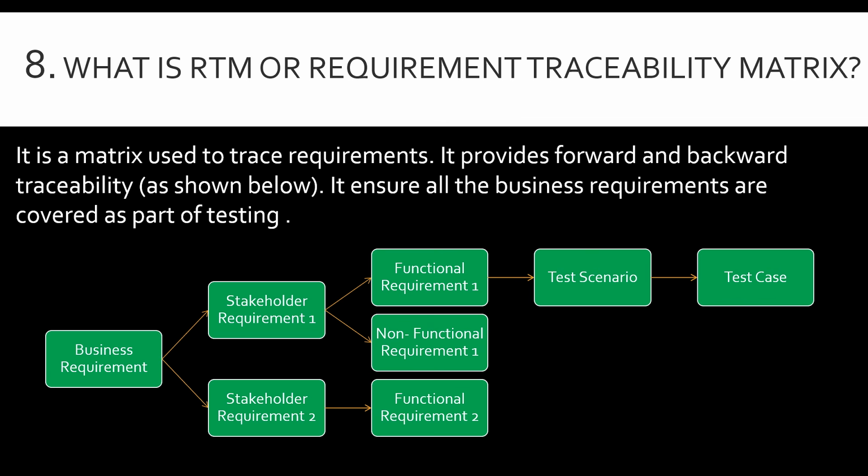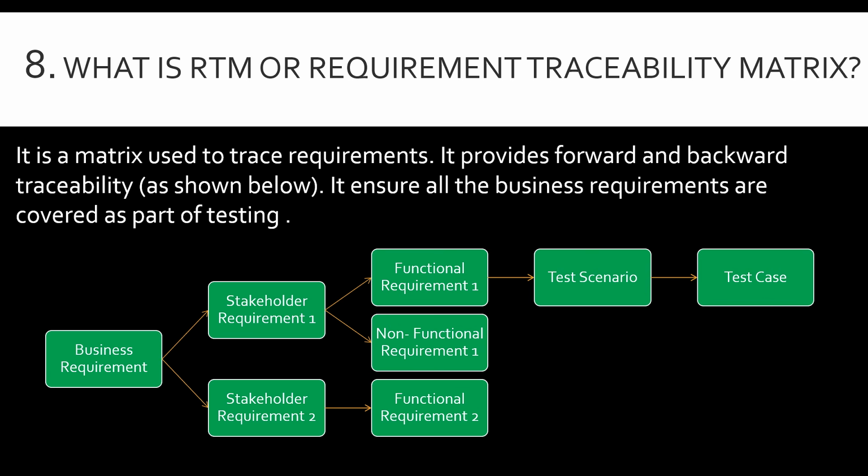So if we look at an example, the business requirement would be mapped to the stakeholder requirements, and stakeholder requirement would be mapped to the functional and non-functional requirements, and then the functional requirements would be mapped to the test scenarios, and test scenarios will be mapped to the test cases. So this is the key part.